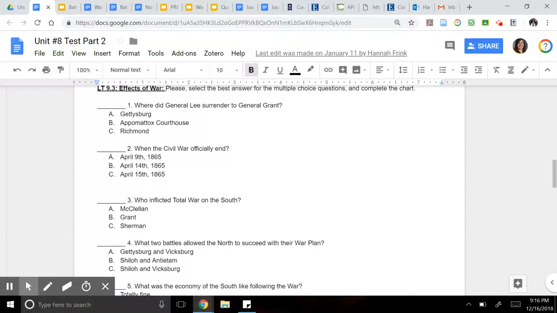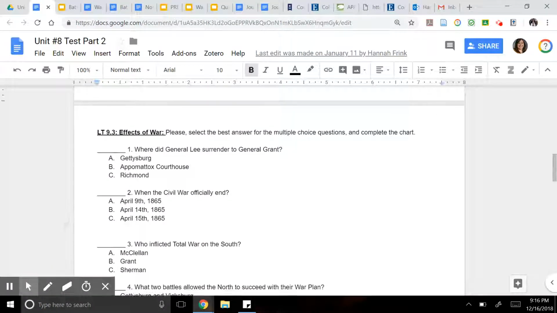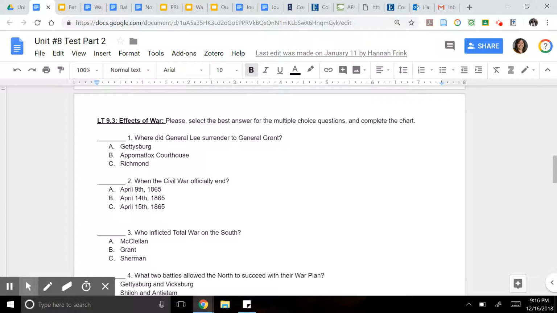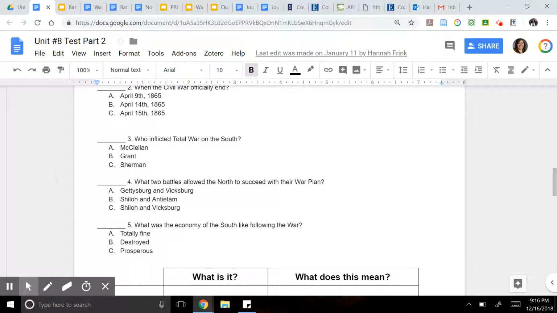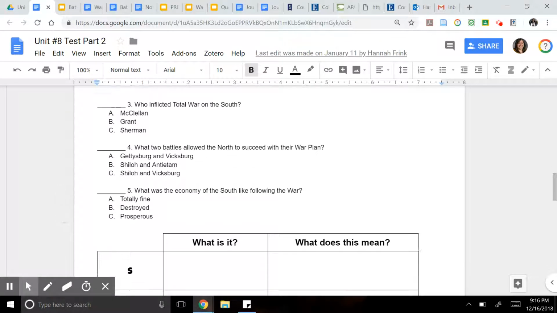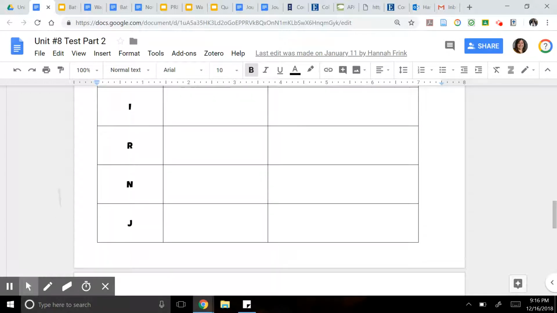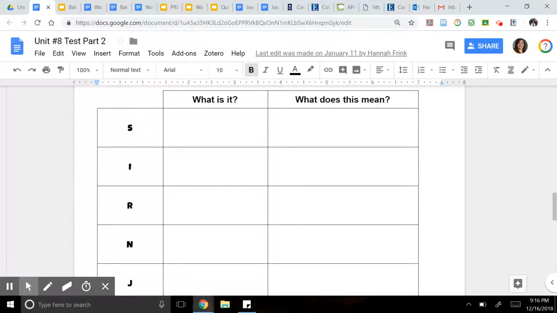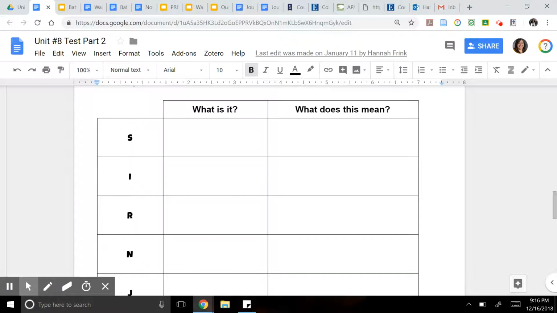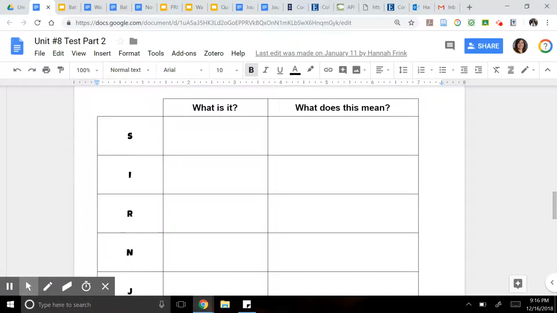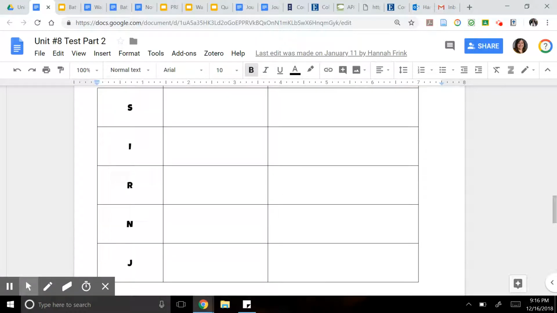The effects of war. I have a variety of questions for you. Where Lee surrenders to Grant, when the war officially ends, who inflicted total war in the South, the 2 battles that allowed the North to succeed with their war plan, and what the economy of the South was like following the war. Then, lastly, I have you fill in SLAVERY. So this is you basically regurgitating that information from your notes.